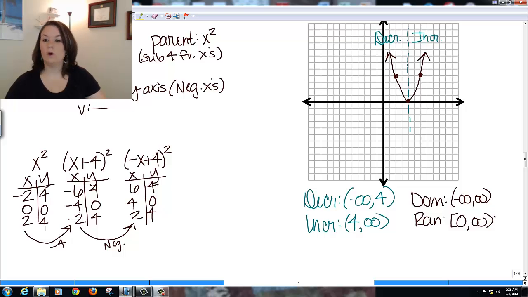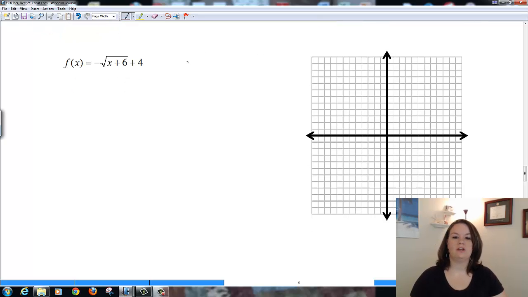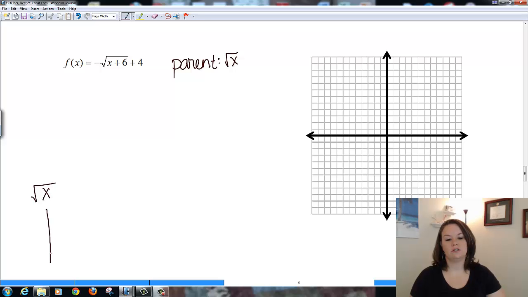Let me look at one more, and then I will have y'all try some. Okay. This last one, I'm going to use my transformation method. Okay, my parent function here is the square root of x. So I'm going to go ahead and make an xy chart using the square root of x. So I'm going to plug in 0, 1, and 4.